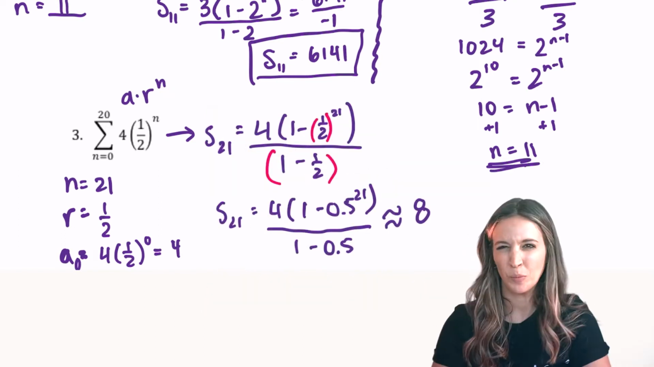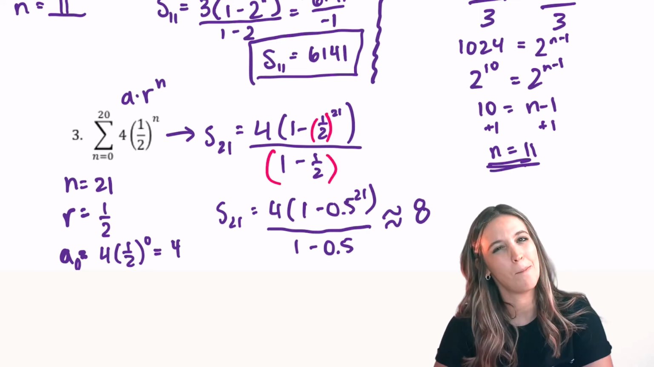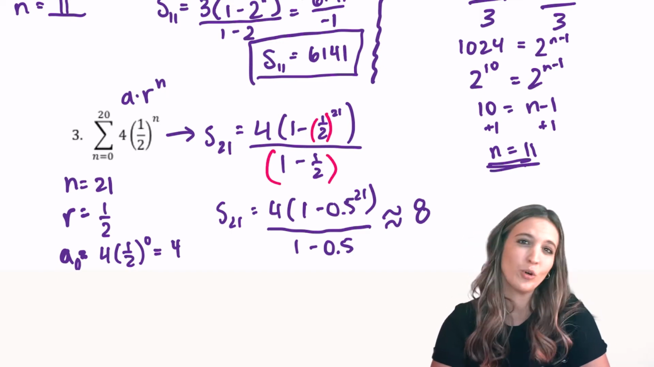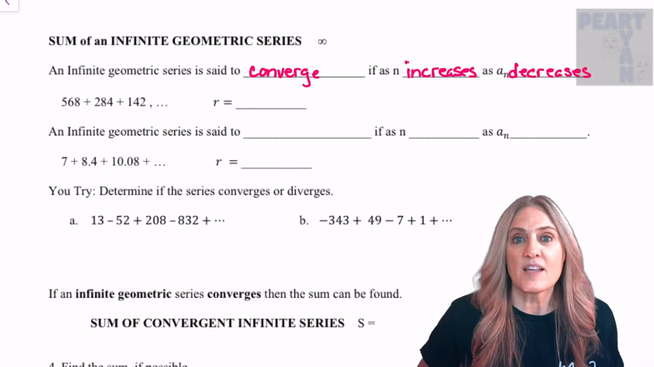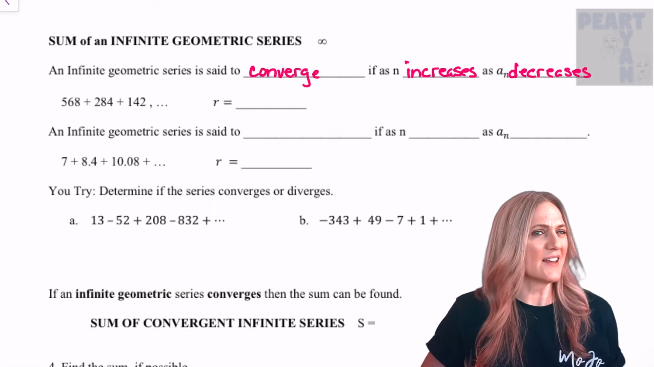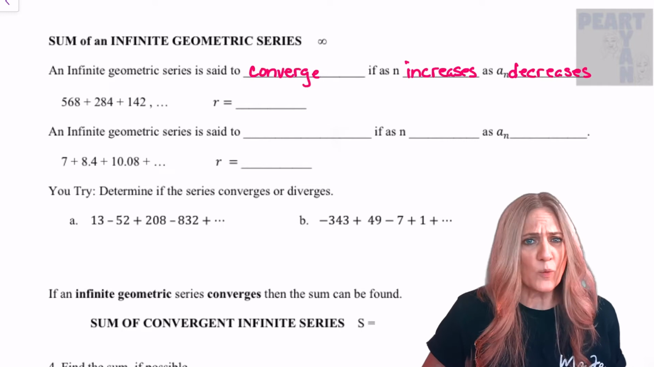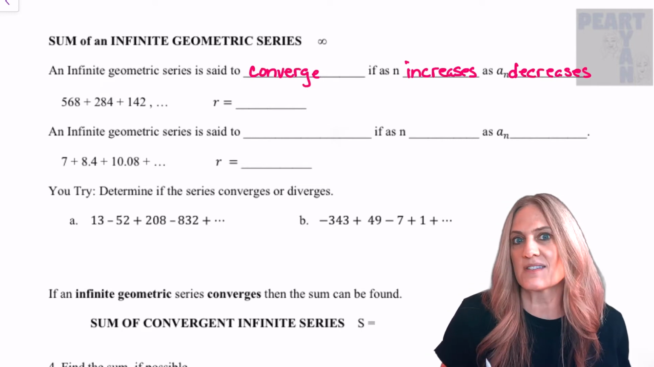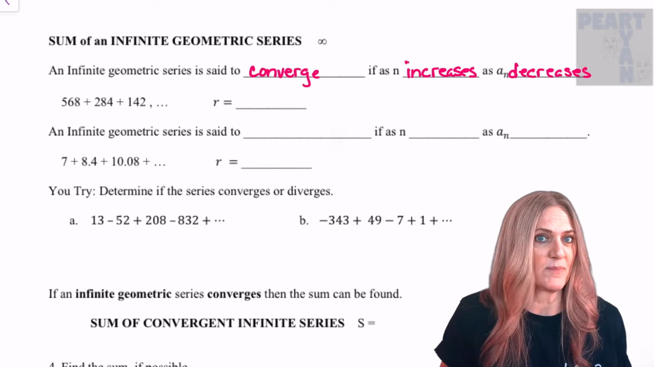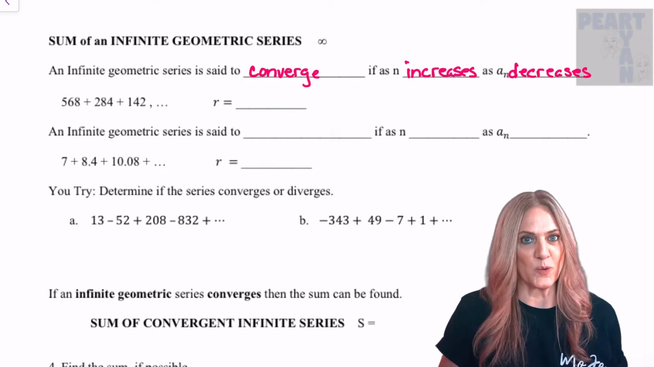It comes out to 7.999, so we'll just say about 8. Notice you could have written your r as 1/2 or as 0.5. Sum of an infinite geometric series. That sounds impossible. In arithmetic, we couldn't add up a series that went on forever, but with geometric series, we can sometimes. So let's learn a couple of new words.